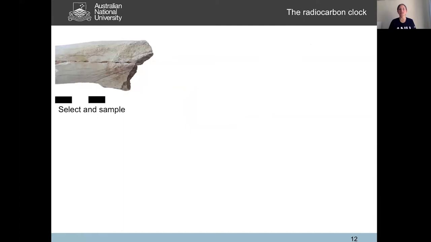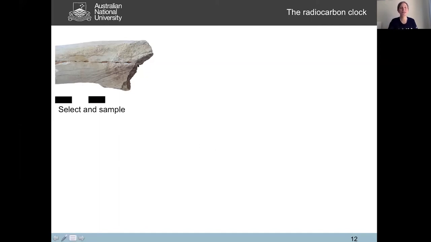Okay, so how do we actually do it? Well, the first thing we have to do is select a sample. And this is, I would say, as an archaeologist, the most important part of the whole process. You really need to find the best possible samples you can within an archaeological question.